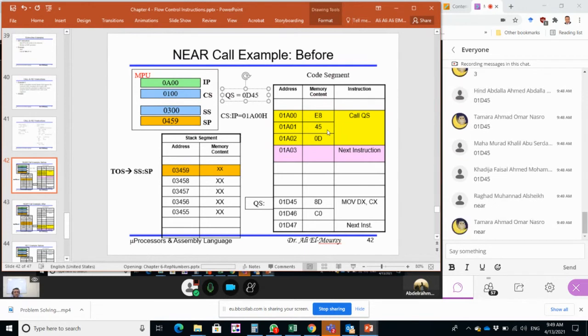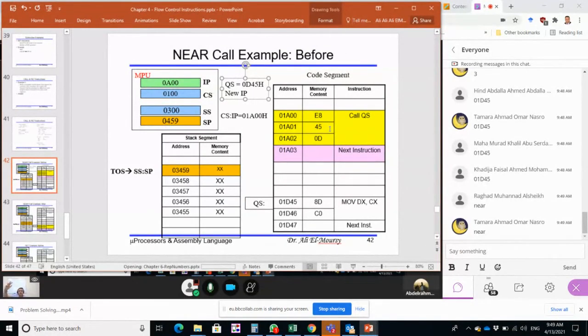This is a near call. So the call instruction carries only the IP, the new IP address. The new IP is provided in the instruction as the hex number 0D45. So the microprocessor is fetching these 3 bytes, knowing the new IP address.